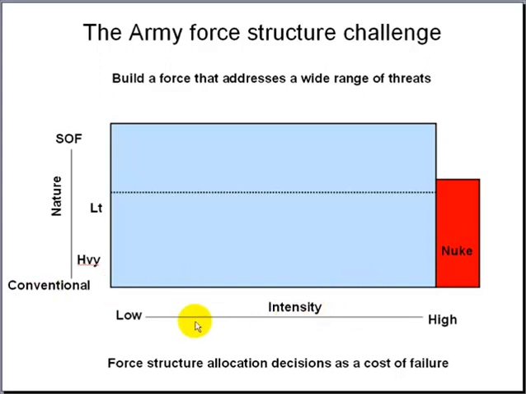axis, you will see intensity of combat, let's say from low to high and extending up into nuke land. On the left-hand side, on the vertical axis, let's consider the nature of the threat, ranging from conventional to special operations forces, with a distinction between heavy and light forces in conventional. And the dotted line represents a notion of the boundary between special operations and conventional operations. We're seeing more and more units asked to cross over.